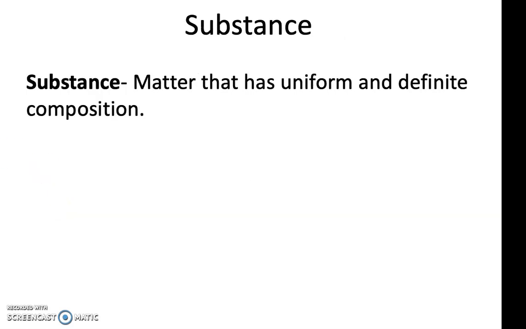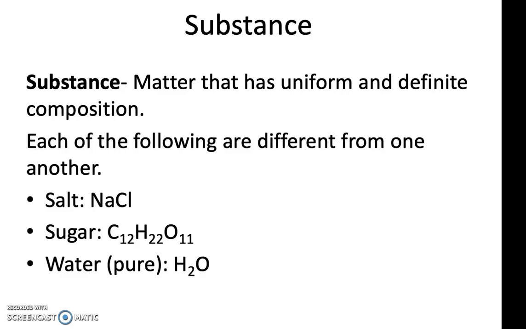So we're going to get into something called a substance. Substance is a way to classify matter. Substance is very important, especially in chemistry. It's matter that has uniform and definite composition. So we're going to look at many different types of substances. Each of the following is different from one another. Let's look at these three substances right here.